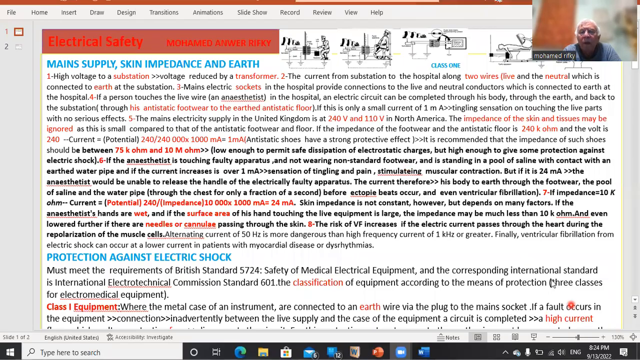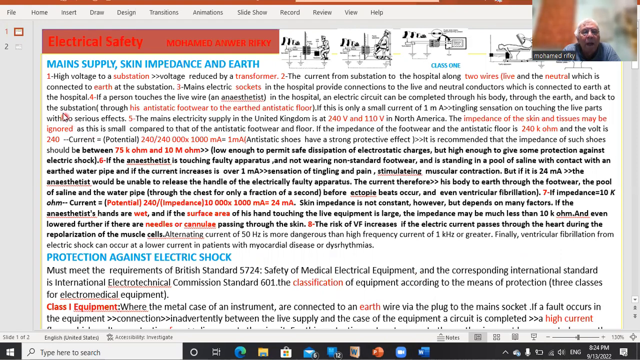Bismillahirrahmanirrahim. Today we will discuss electrical safety. The first point is the mains supply, skin impedance, and earth. So we have 8 points to discuss.